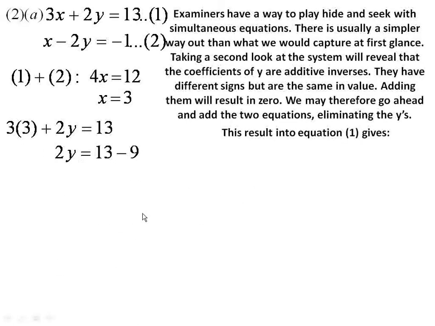So we have 2y is equal to 13 minus 9. So 2y is equal to 4. And y is equal to 2, dividing through this equation by 2. So x is equal to 3 and y is equal to 2.